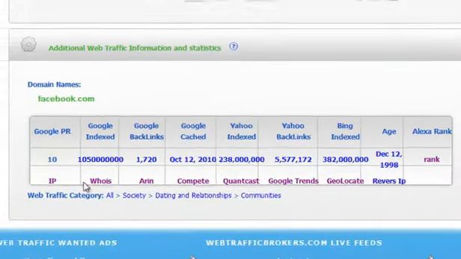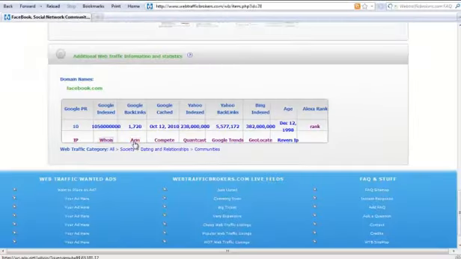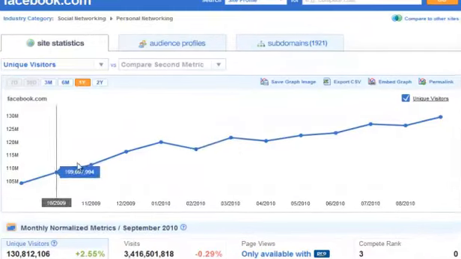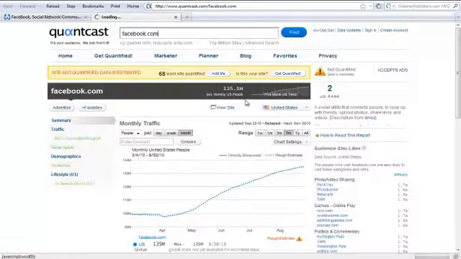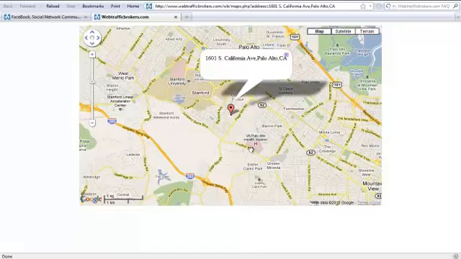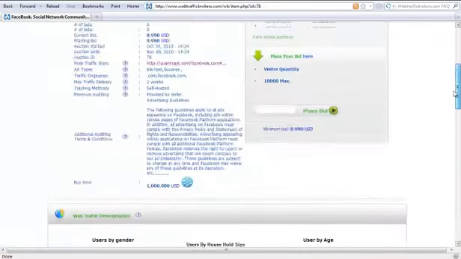Age of the domain name. Here you can find out information about the IP. Who is data? ARN, IP allocation. Also, we collect data from various third-party tracking sources. You can confirm any of the information that we already have posted on the web traffic listing. Geolocate. Where's the headquarters of the seller? Reverse IP. Alexa rank. All right, we're going to head back to the top.